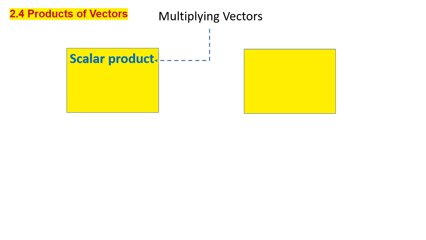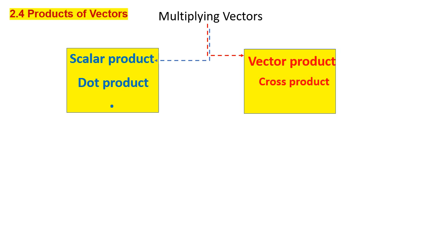Now, products of vectors. That means multiplying vectors. When we multiply two vectors, you can do it in two different ways. The first one is called scalar product or dot product, which we represent with a dot. The second type is vector product or cross product. We represent it with a cross.